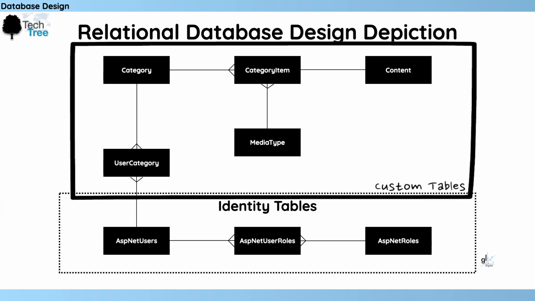So, these custom tables that we are going to create are the category table, the category item table, the content table, the media type table, and the user category table. So we know that MVC stands for Model View Controller. In this video, we are going to create the models that represent the custom tables in our application.